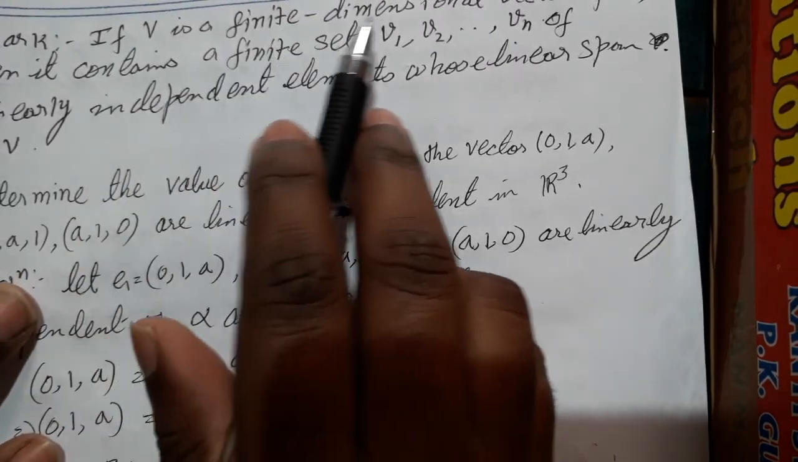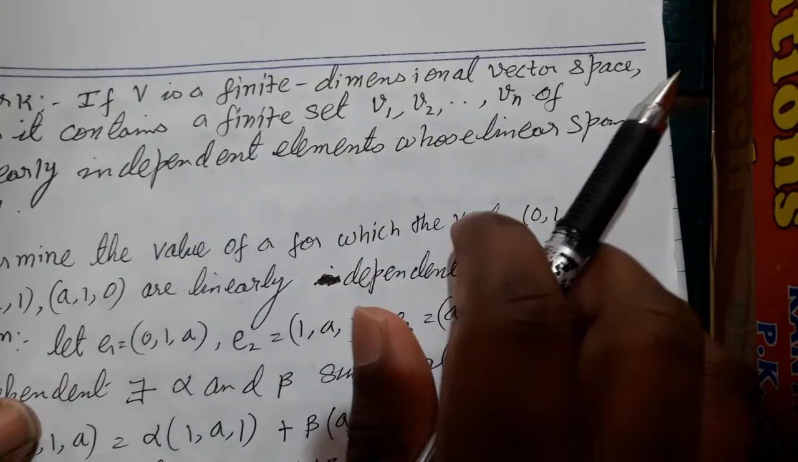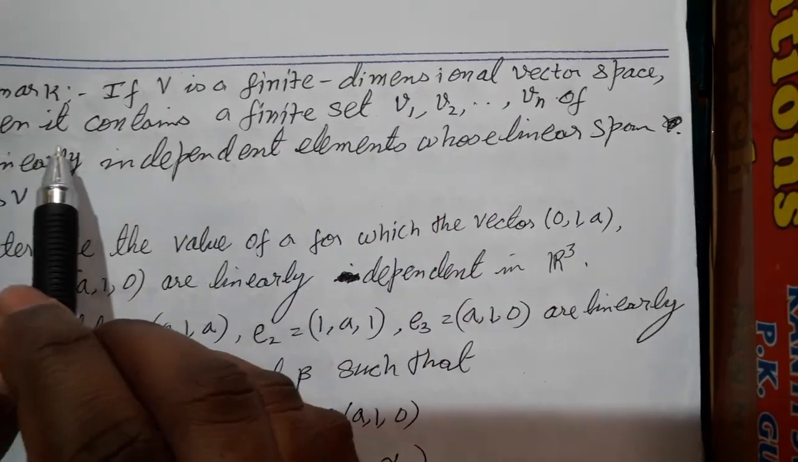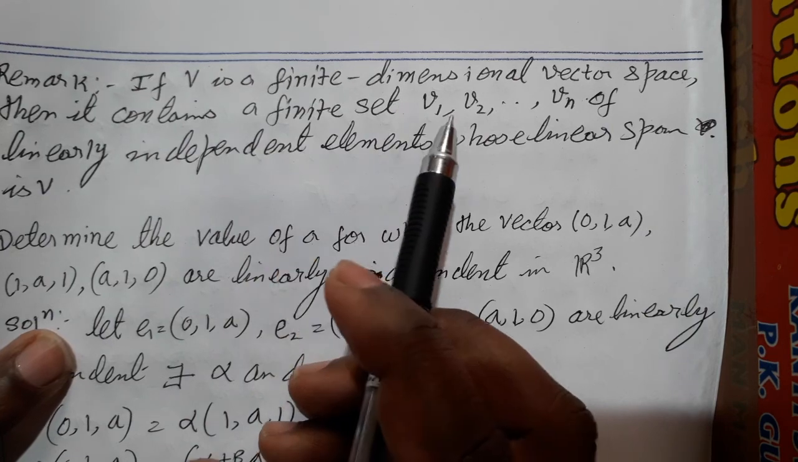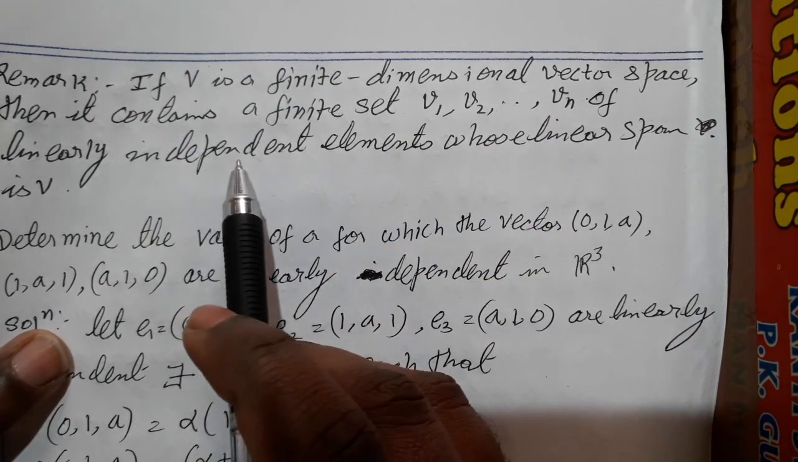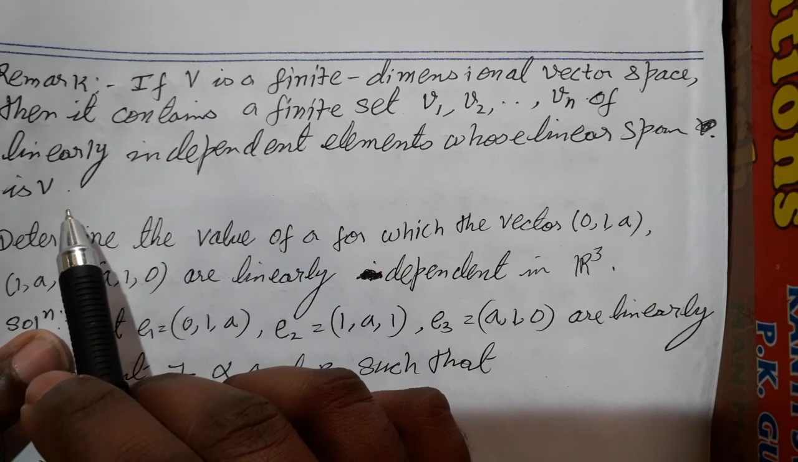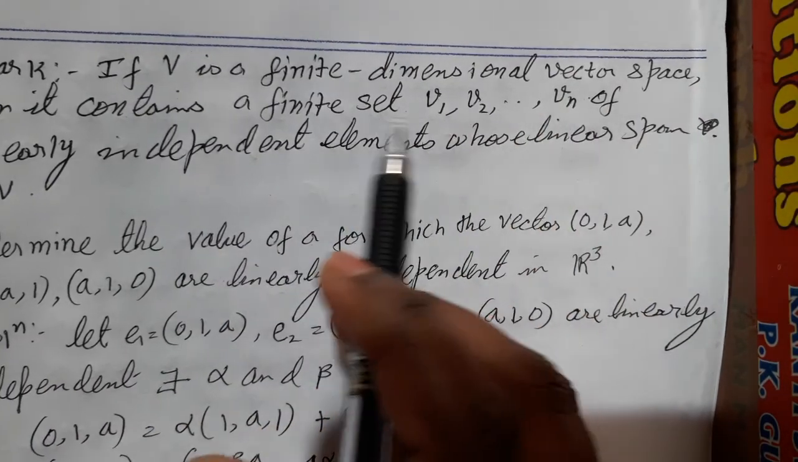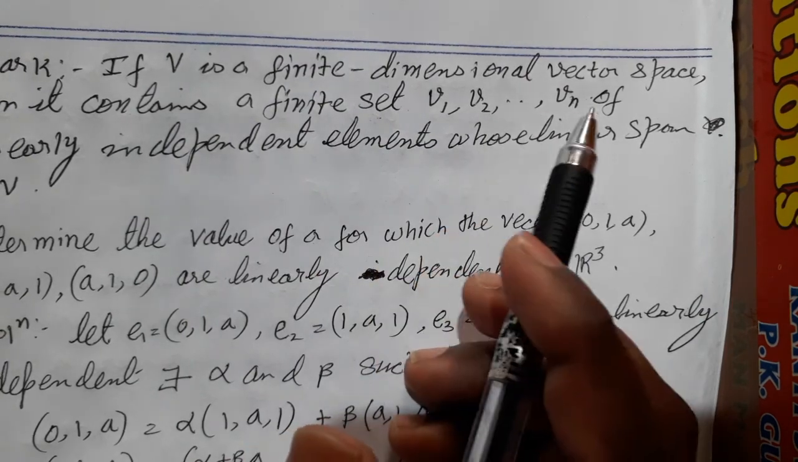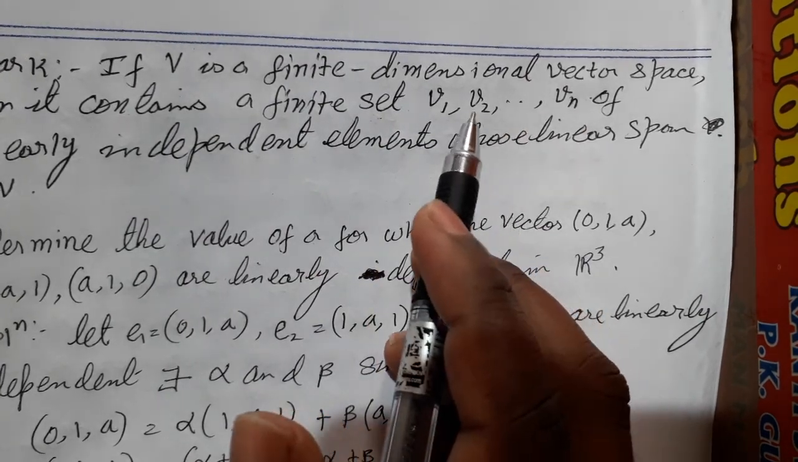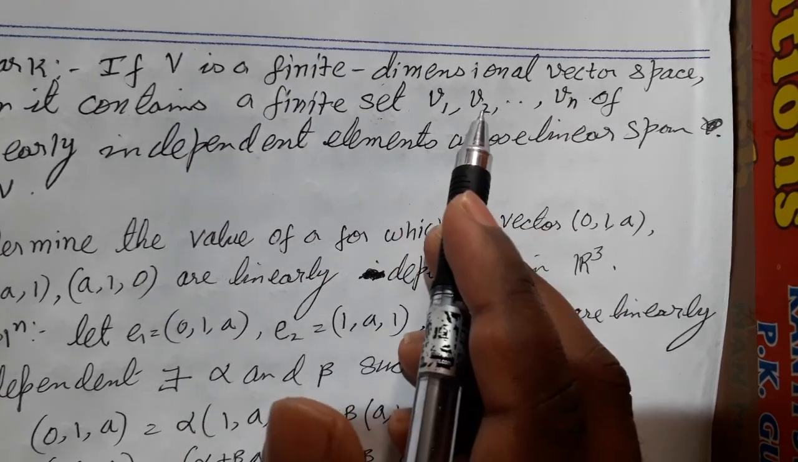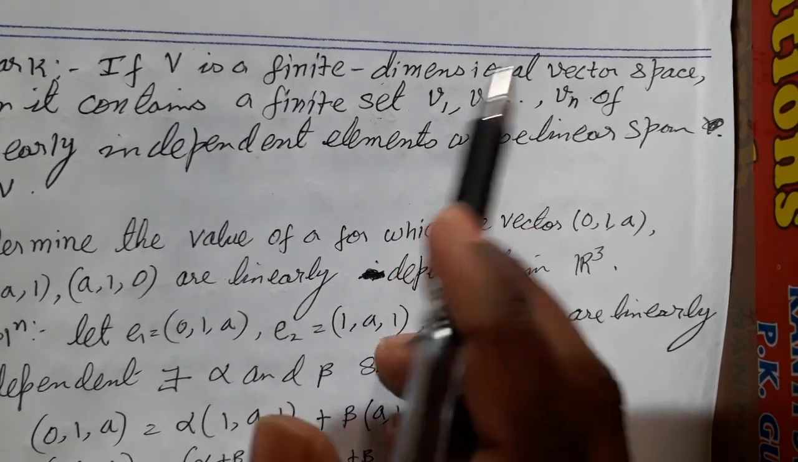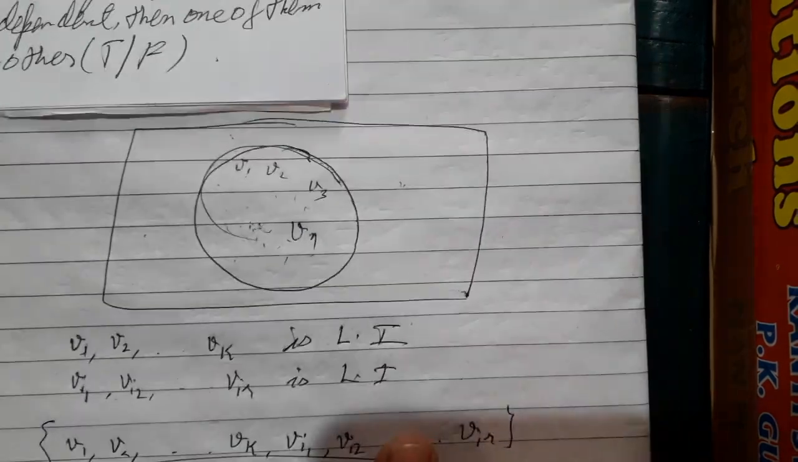The second remark: if V is a finite dimension vector space, then it contains a finite set V1, V2 till Vn of linearly independent elements whose linear span is V. We can always find a finite set which is linearly independent and which will be capable of spanning the whole vector space.